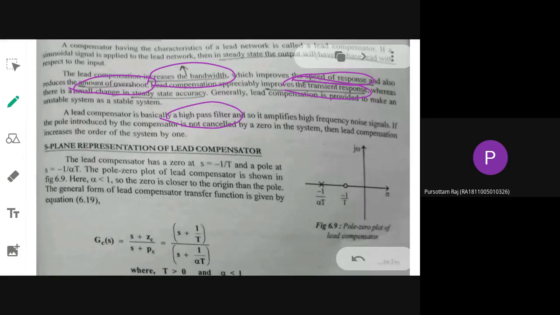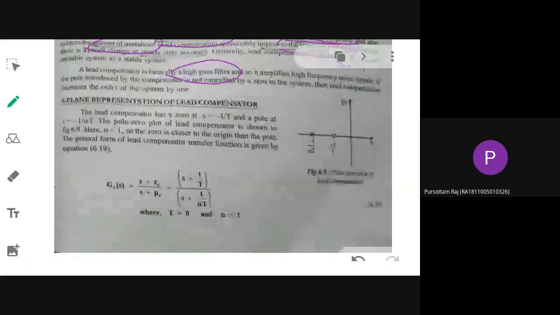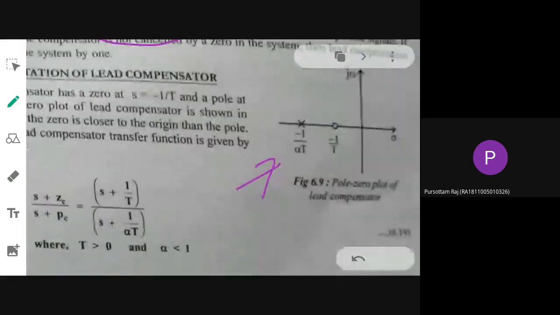Okay, next we need to discuss how you can draw the pole zero plot of a lead compensator and what is the general transfer function representation of a lead compensator. So this is your pole zero plot. So what is the zero and what is the pole? 1 by T, 1 by alpha T. 1 by T is what? Zero. That is the zero. Okay, then the pole is located at 1 by alpha T.